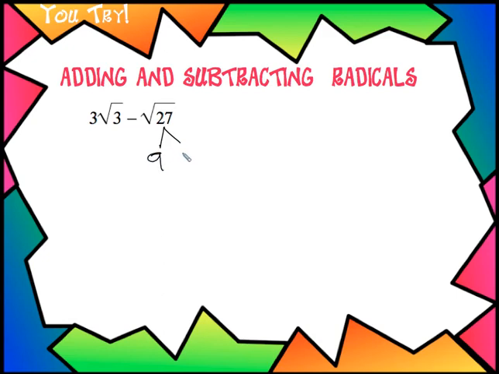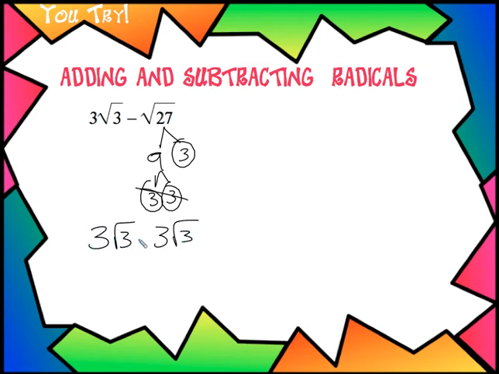You can break down this 27 to 9 and 3, and then 3 and 3. So you can bring out a pair of 3's, and you have a 3 left over in the radical. So you essentially have 3 radical 3 minus 3 radical 3, which some people write as 0 radical 3. But 0 times radical 3 is going to be just 0. So this is not wrong, it's just not simplified. Your answer is actually just 0.